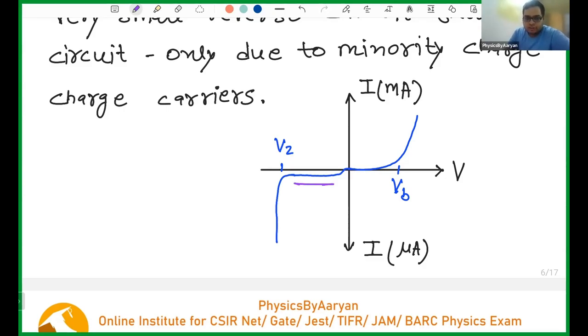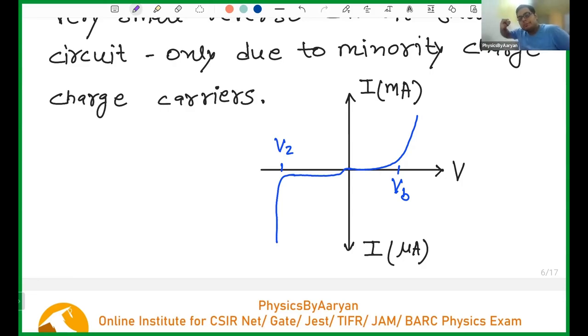Why is it a constant? Because the number of minority charges is limited, so no matter how much voltage we give, the current will remain the same. Say I had only 10 minority electrons, and I applied the battery. Initially 2 electrons went across and some current came, then 4, 6, 8, 10. Once all the 10 electrons are there, I got my current.